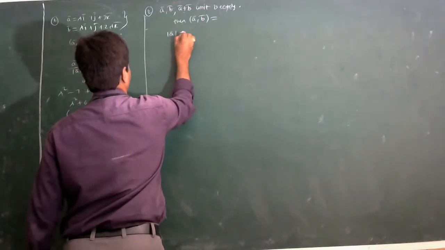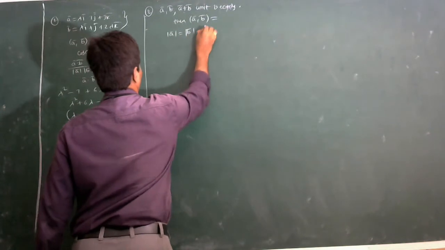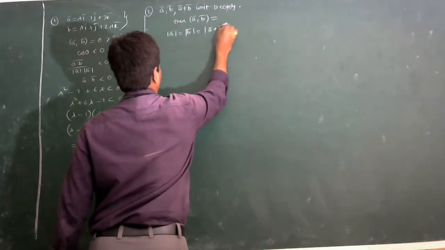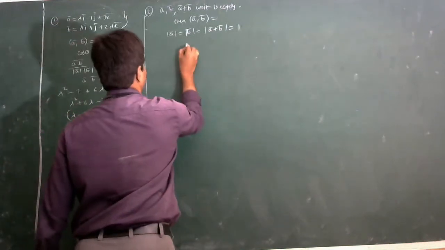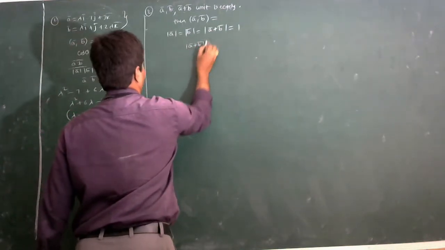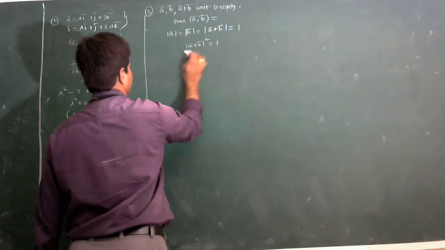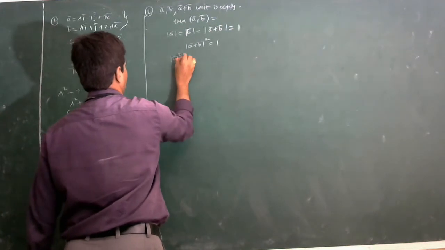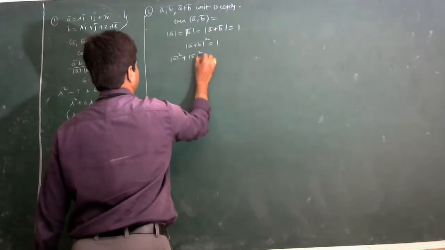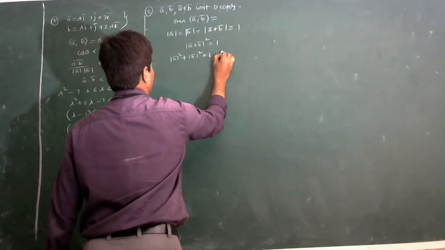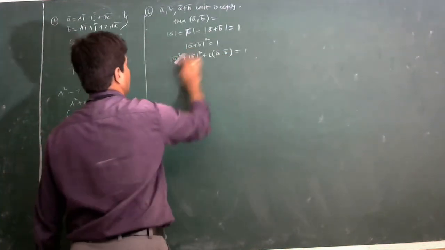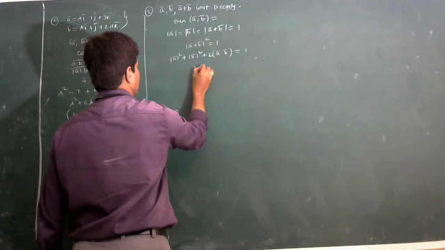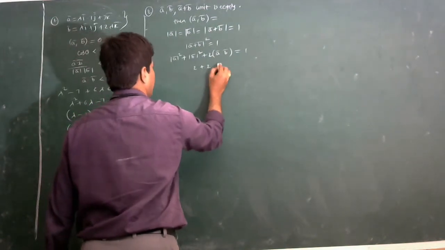So what is given? Mod A bar is equal to mod B bar is equal to mod of A bar plus B bar. All three vectors are unit vectors, therefore the magnitude is 1. So take squaring on both sides. So this is clearly mod of A bar plus B bar whole square equal to 1 square. I expand the formula. The formula is mod A square plus mod B square plus 2 into A bar dot B bar is equal to 1. Mod A bar is 1 square, 1 plus 1 is 2. This is 2 into mod A mod B cos theta.